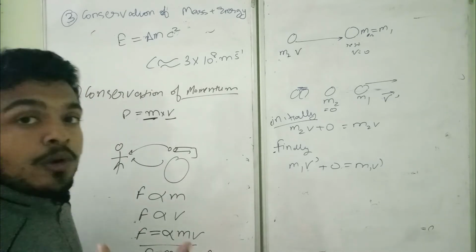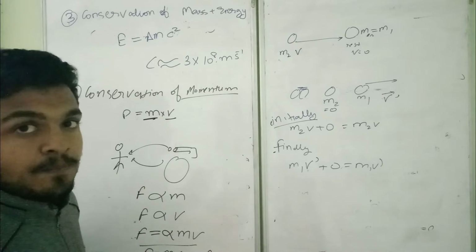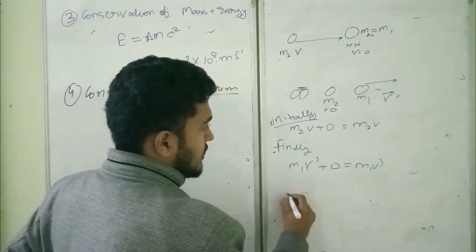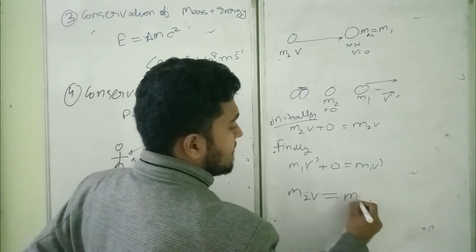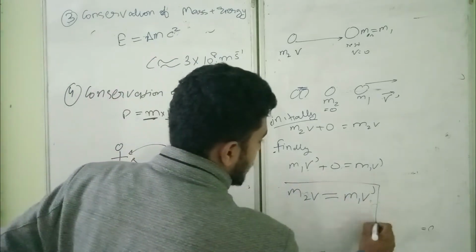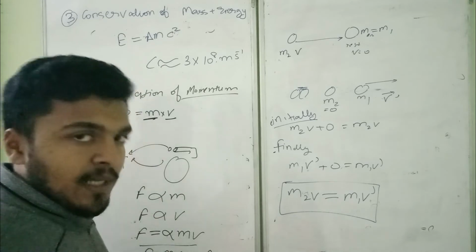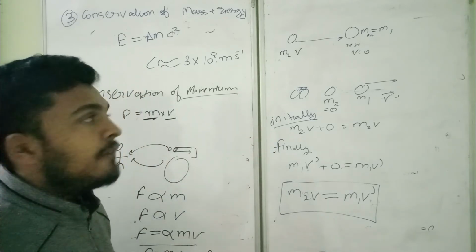So what does the law of conservation of momentum say? The total momentum before and after collision will be the same. So m2v must be equal to m1 v dashed. This is the law of conservation of momentum. This is linear momentum, and it is conserved.